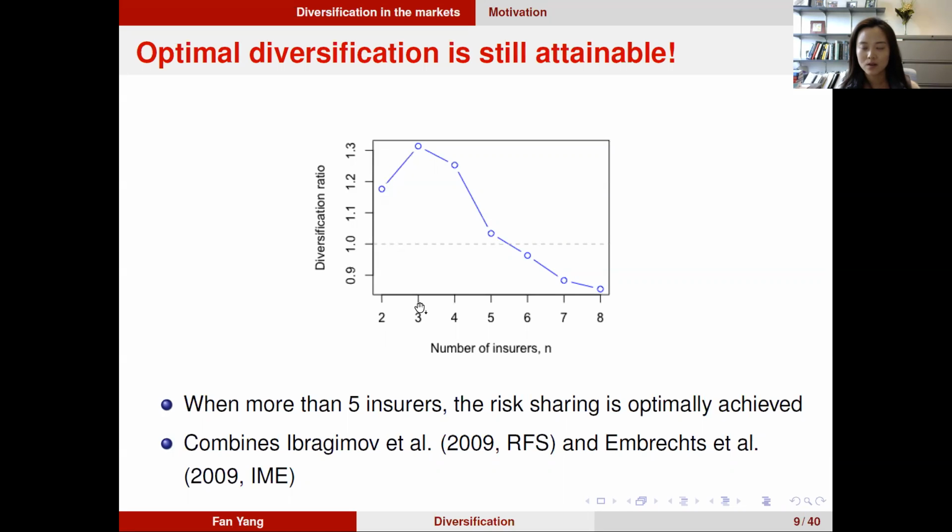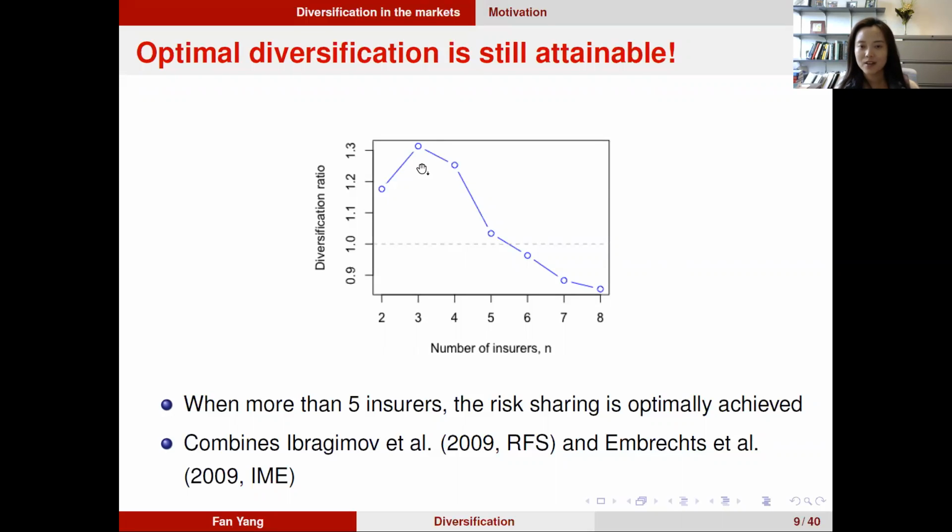You can see, starting from 2 insurers and increasing to 3 insurers, the DR is increasing. So that means when we increase the number of insurers at the very beginning, it seems like the diversification is becoming worse. That certainly discourages insurers from participating in the market.